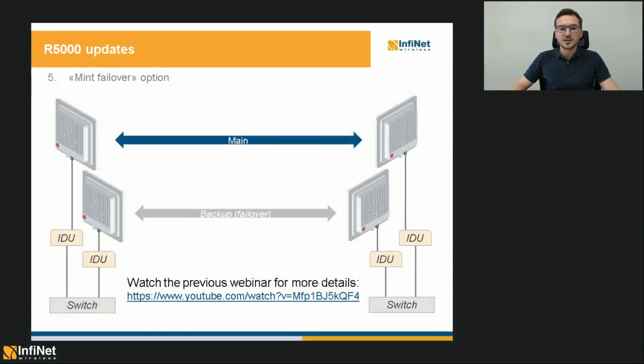Next, we have the Mint Failover option, which is also available since version 1.90.29. And it allows you to configure the standby mode for backup links in a 1+1 configuration. Both links can use the same operating frequency. The main link can be any kind of wired or wireless connection, but the backup link must be an R5000 link, because the failover mechanism is based on the Mint protocol, which is only supported by the R5000 family.